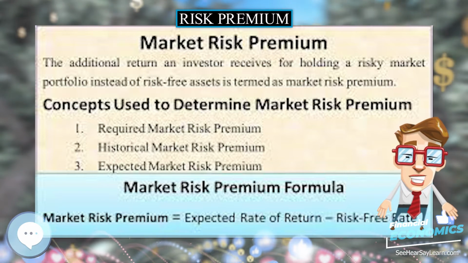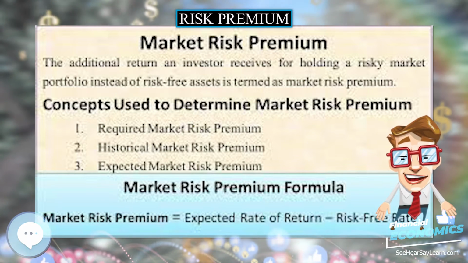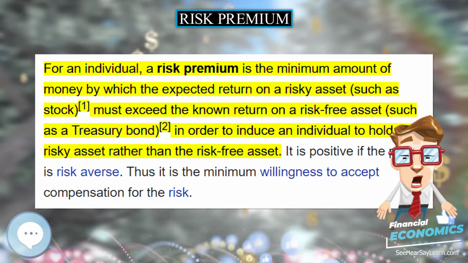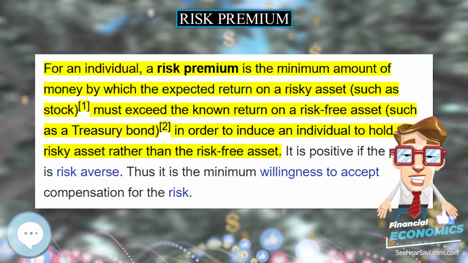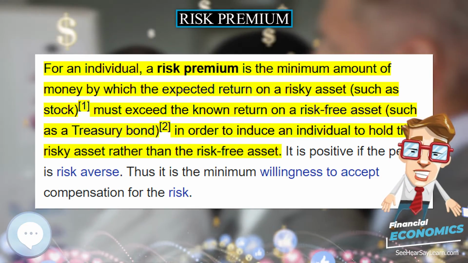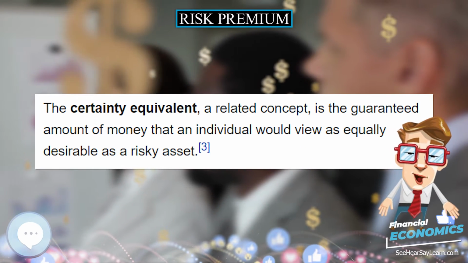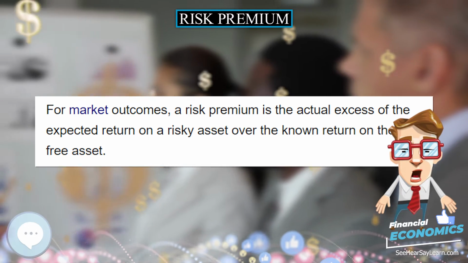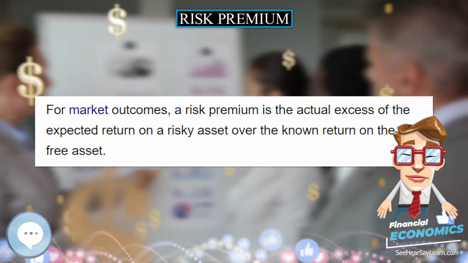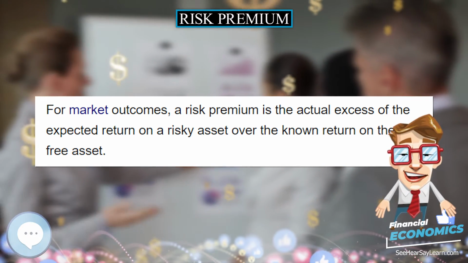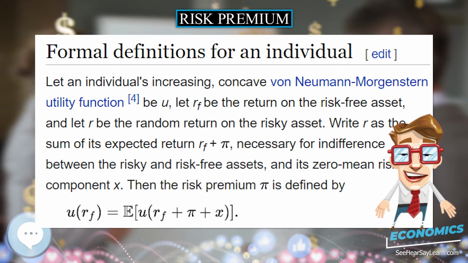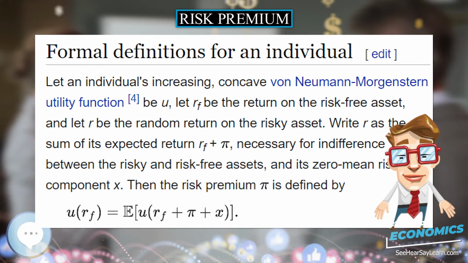Here the left side is the degree of attractiveness of the risk-free asset, the known utility of its known return, and the right side is the degree of attractiveness of the risky asset, the expected utility of its risky return. Thus the risk premium is the amount by which the risky asset's expected return must in fact exceed the risk-free return in order to make the risky and risk-free assets equally attractive.